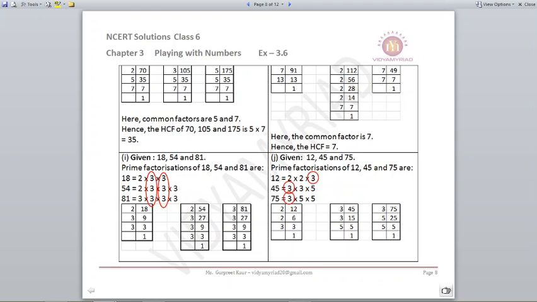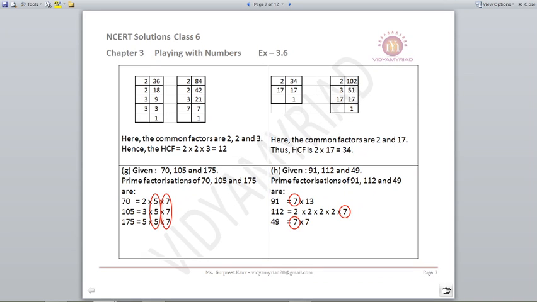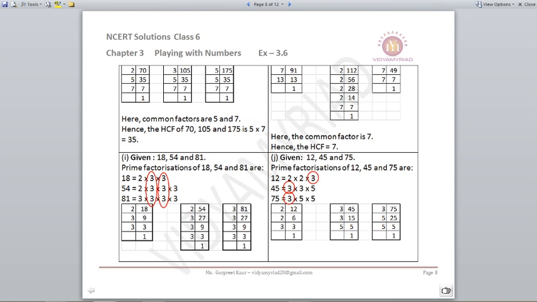Now in the case of 70, 70 is divisible by 2, we get 35. 35 will go on 5 on 7, 5 7s are 35, and at last we get 7 1s are 7. So the factors of 70 are 2 into 5 into 7. And the factors for 105 are 3 into 5 into 7, and the factors of 175 are 5 into 5 into 7. Now if you see and make the circles from this, we have 5 and 7 common. Okay, what does it mean, 5 and 7 common? That means HCF is 35. 5 multiplied by 7, which is equal to 35.